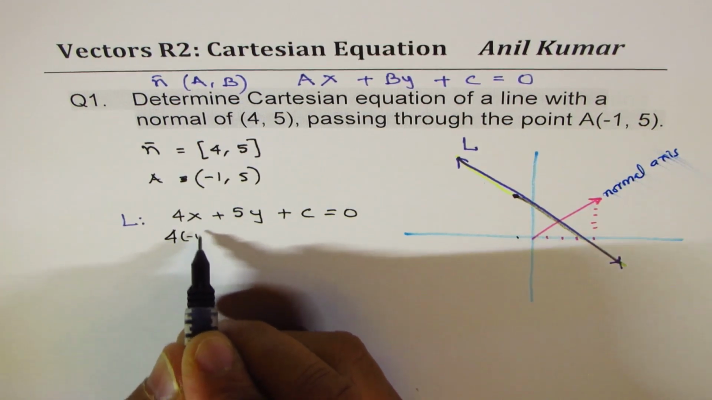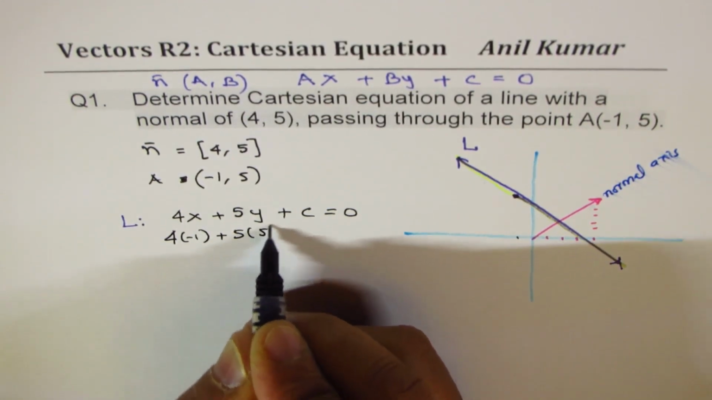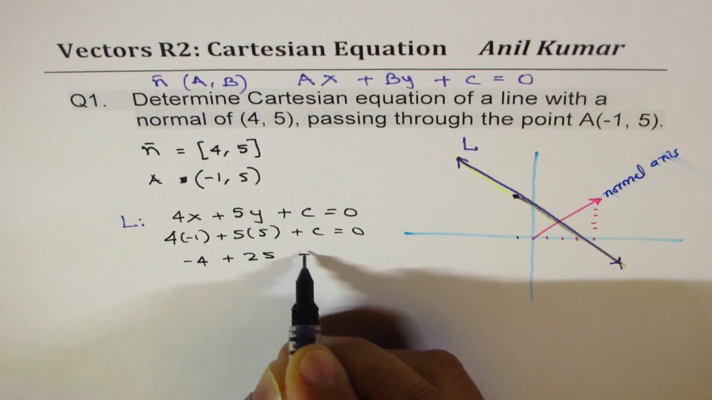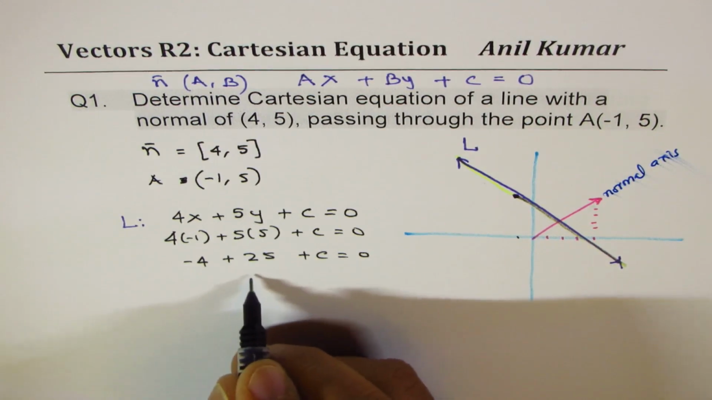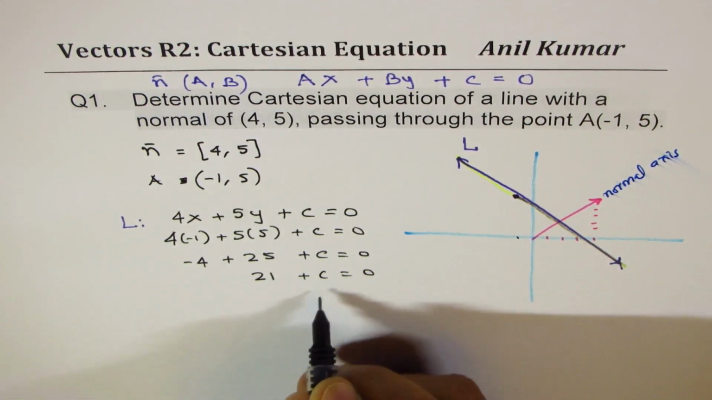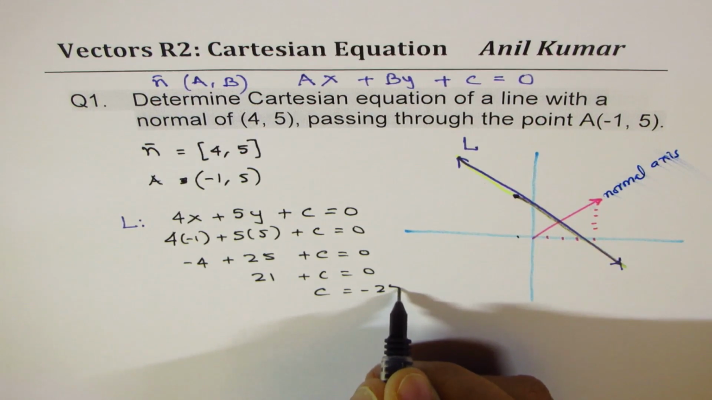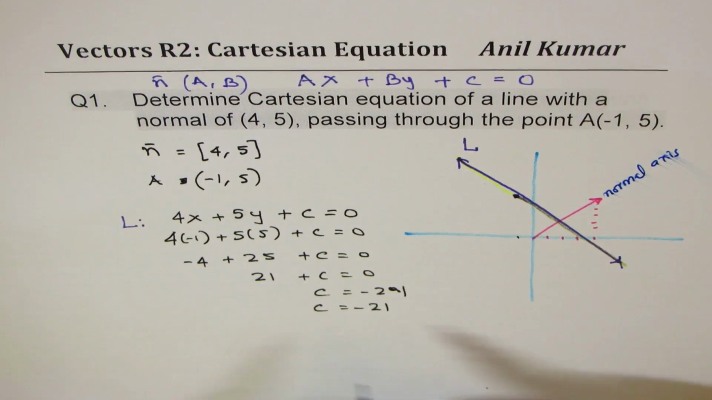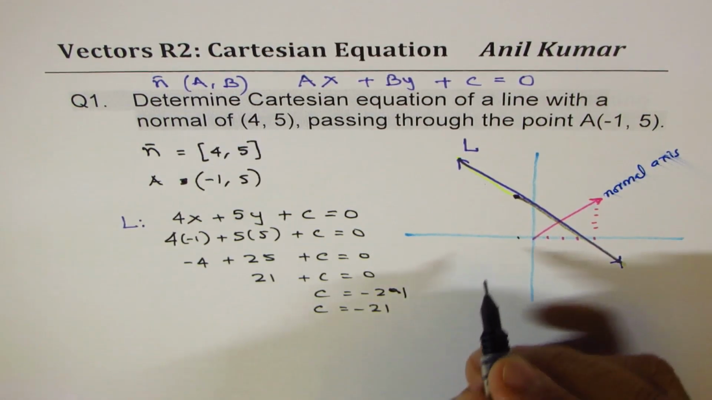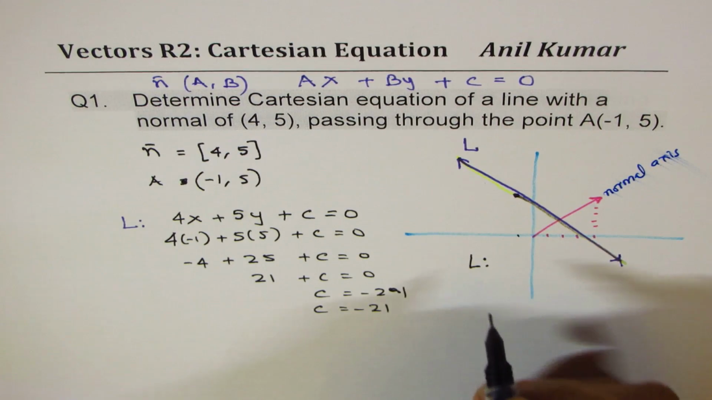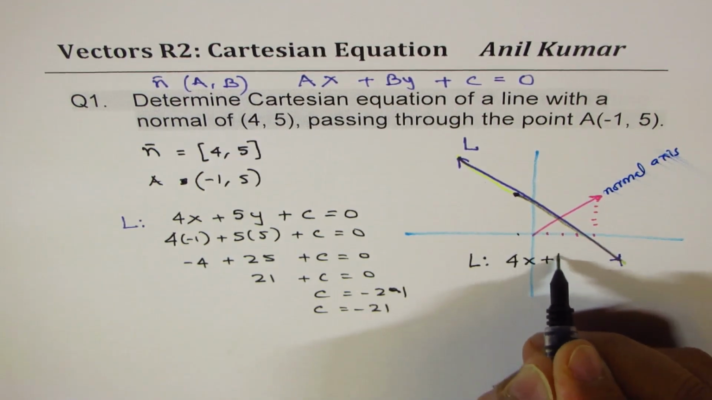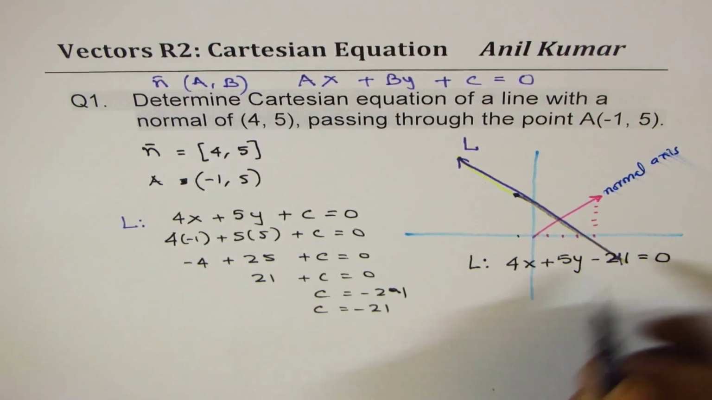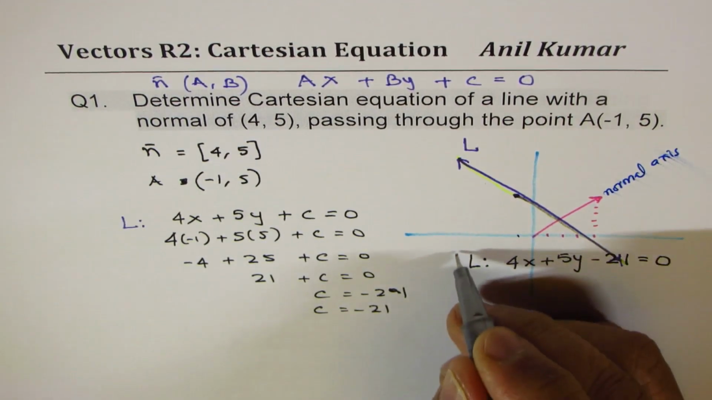Since we are given a point, we'll just substitute this point here. So we get 4 times minus 1 plus 5 times 5 plus c equals to 0, which is minus 4 plus 25 plus c equals to 0. Or this is 21 plus c equals to 0, or c equals to minus 21. C equals to minus 21. So that gives you the equation. So our answer is that the line L will be 4x plus 5y minus 21 equals to 0. So that becomes the equation of the line.